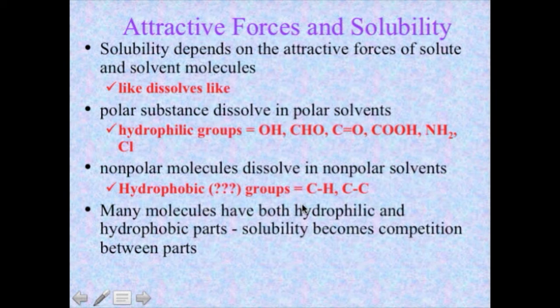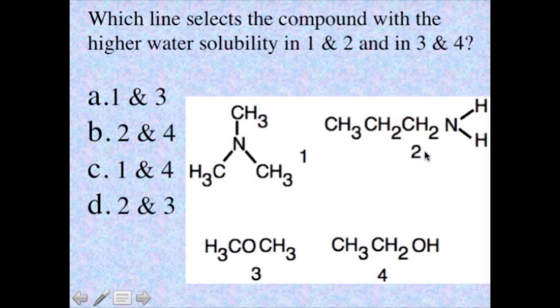Many molecules have both hydrophilic and hydrophobic parts. Solubility then becomes a competition between the parts. So which pair in 1 and 2 has a higher water solubility, and which pair in 3 and 4 has the higher water solubility? Number 2 has a higher solubility than 1 because it can engage in hydrogen bonding because you have NH bonds. Likewise, between 3 and 4, 4 has an oxygen-hydrogen bond that can engage in hydrogen bonding.